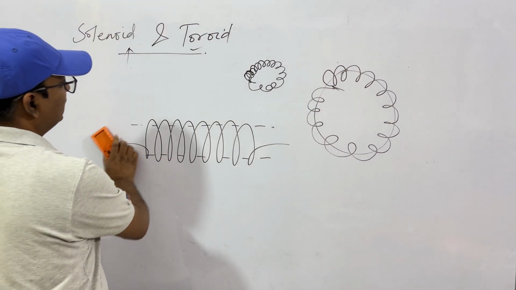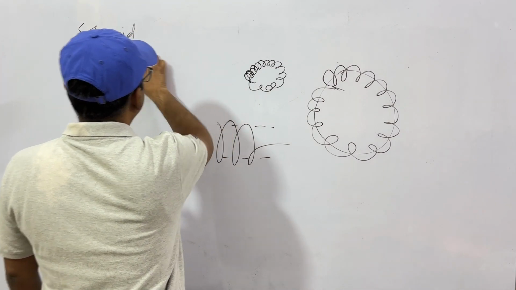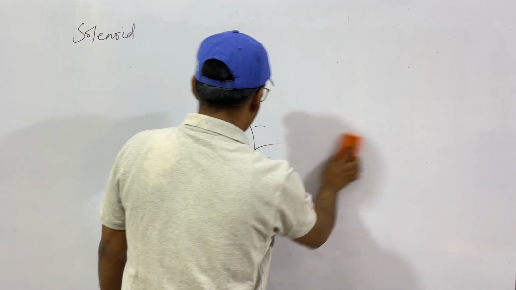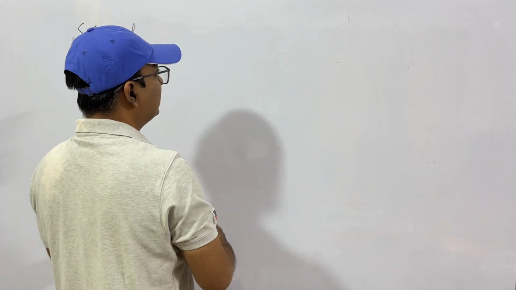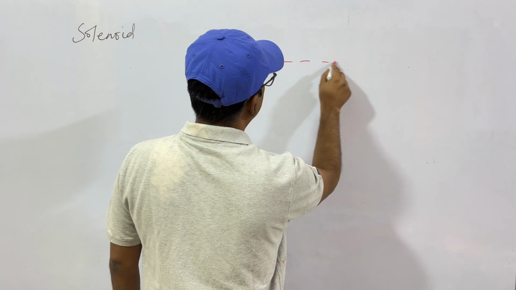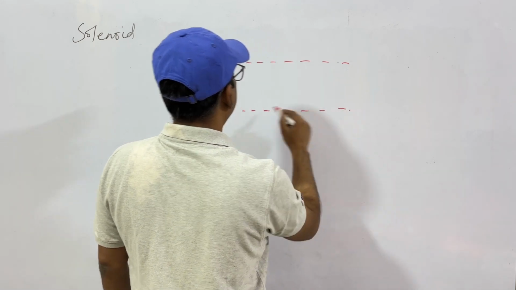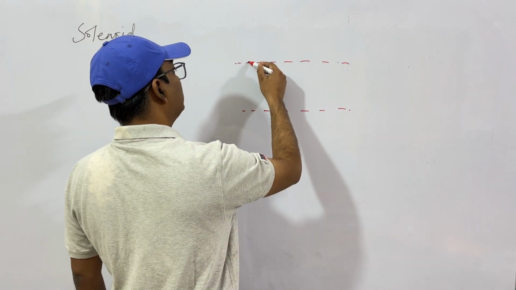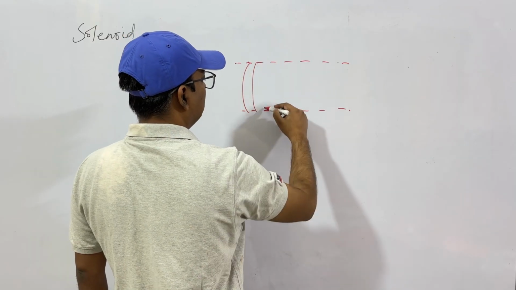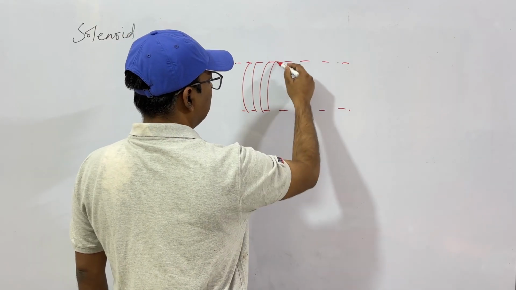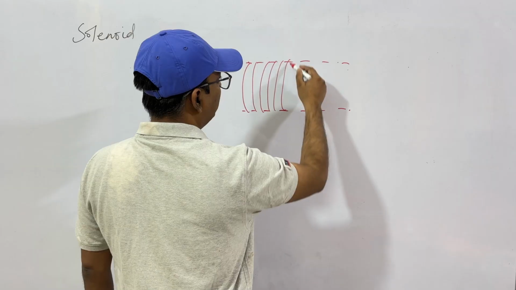So first of all, let's talk of solenoid. You know what is solenoid? If you look at the windings, it will be like this. One winding to this side, like this. See, this, then this, then this, then this. This is how the winding will be there.